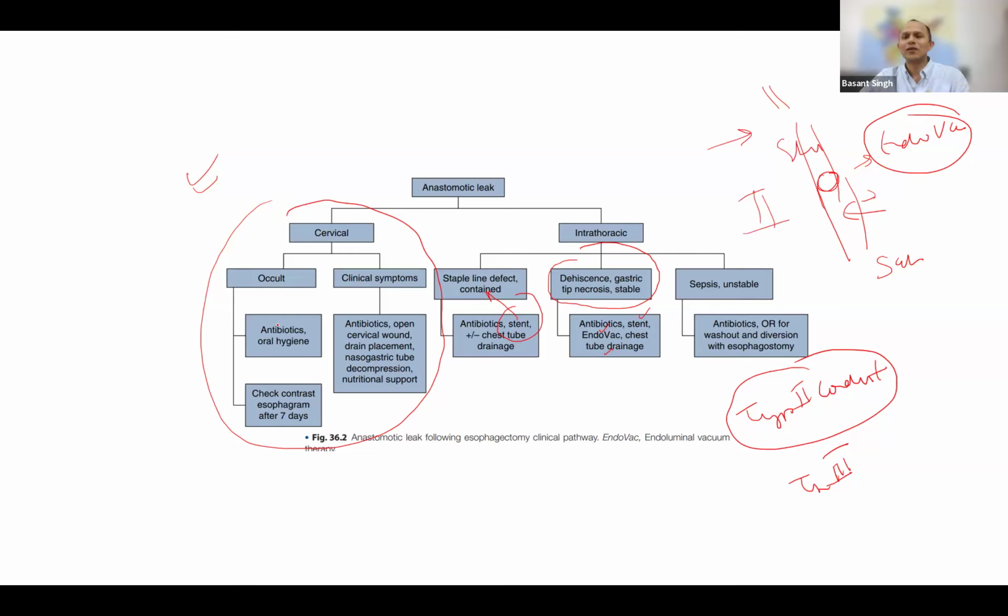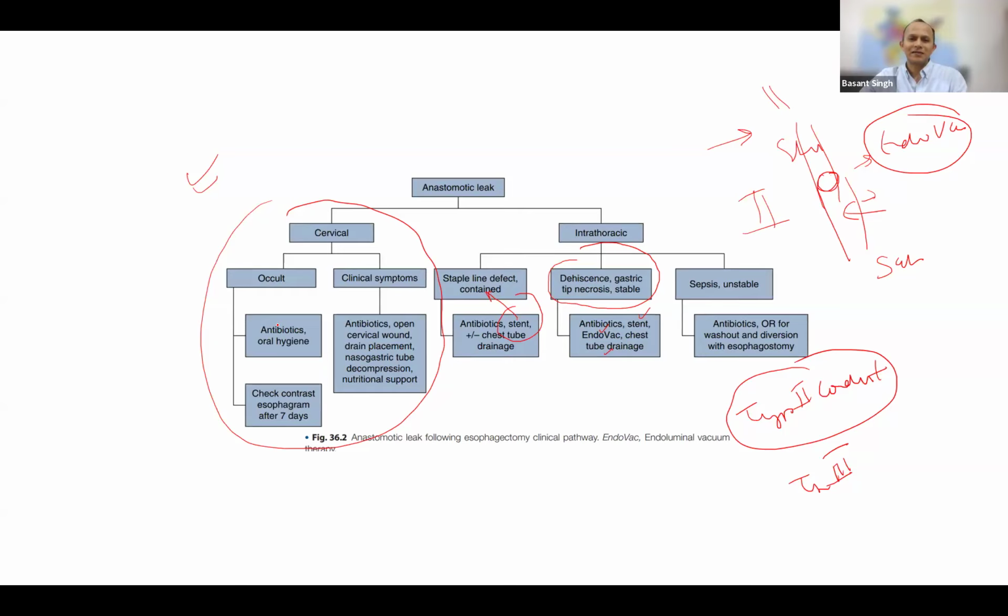Suppose you go in, you do a lavage and everything, but you salvage the conduit. You don't take down the anastomosis. Okay, you don't do a diversion in type 2, but you do a diversion in type 3. So this is a very important subtle difference that we have to understand: that all conduit necrosis does not require a conduit takedown and cervical esophagostomy.